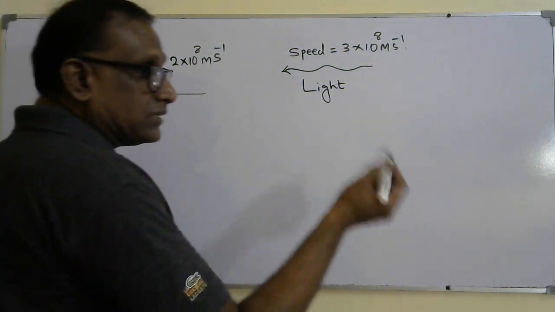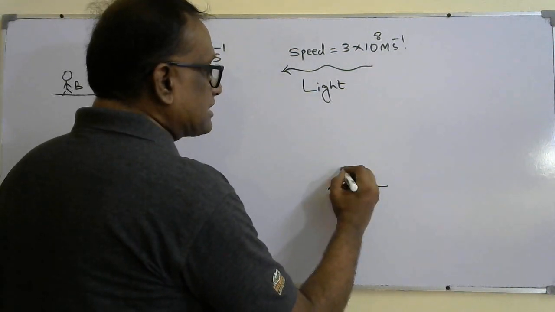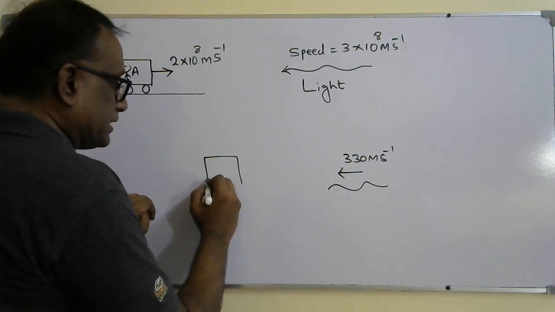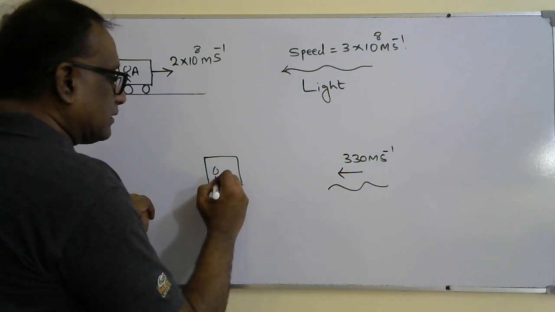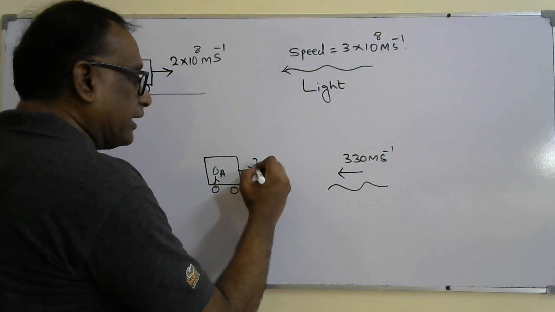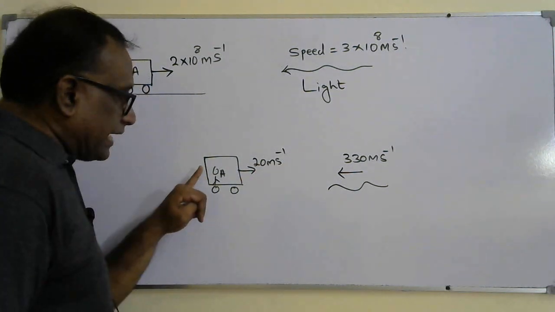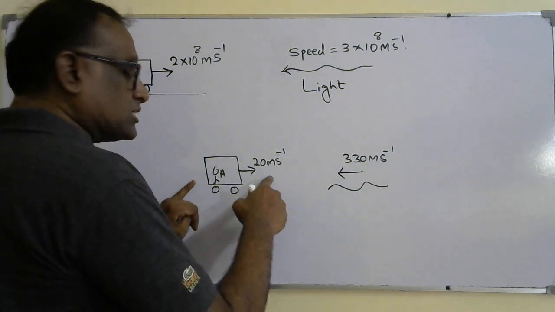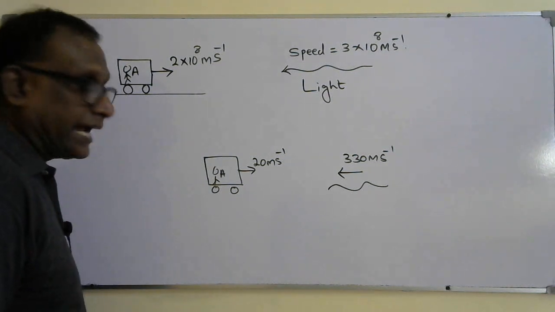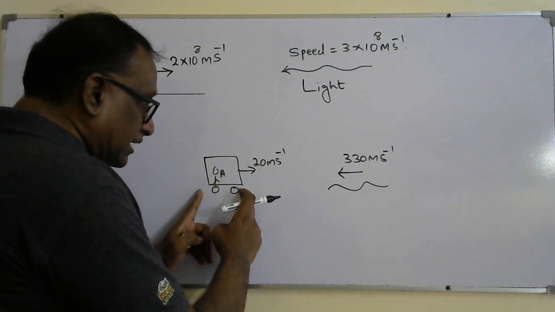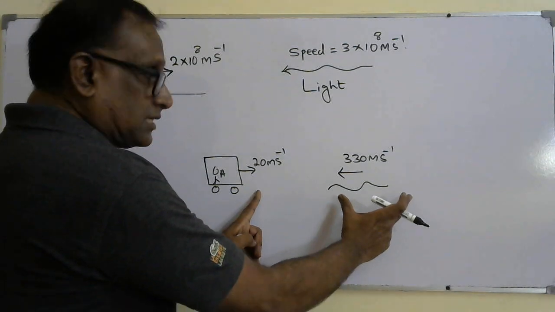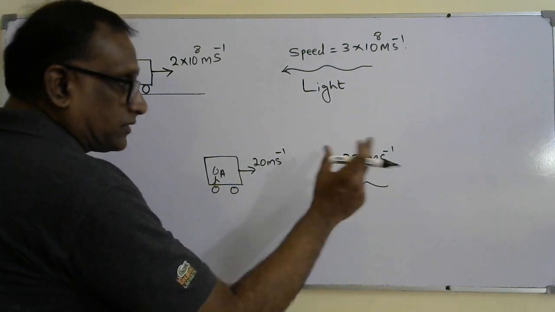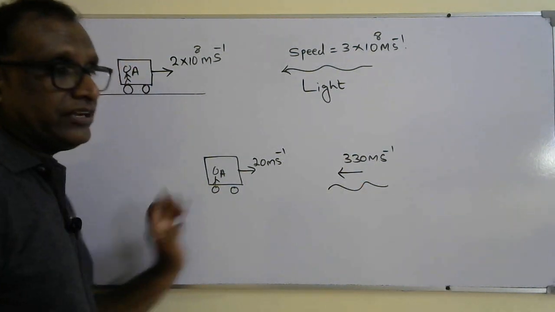Earlier, when I talked about sound, the sound travels at 330 meter per second, and observer A inside the vehicle, when the vehicle moves at 20 meter per second, measures the velocity of sound as 350 meter per second. That is 330 plus 20, because they are moving in opposite directions, so the velocities are added. Every second the vehicle moves 20 meters and the sound moves 330 meters, so the gap reduces by 350 meters. So the velocity of sound measured by observer A will be 350 meter per second.